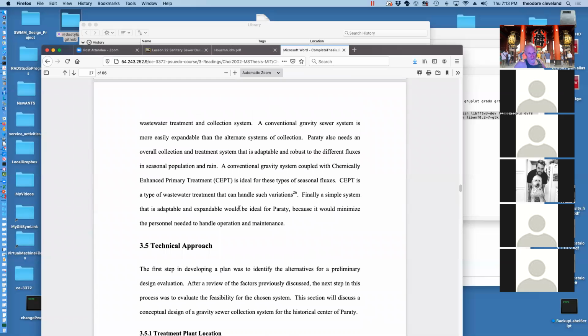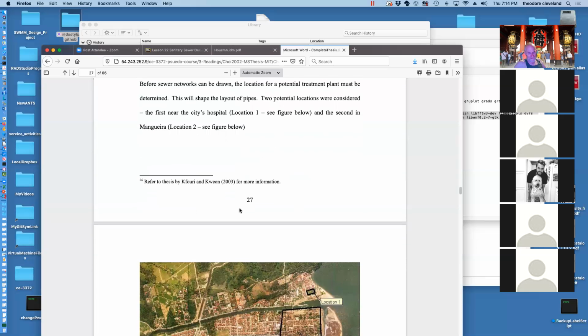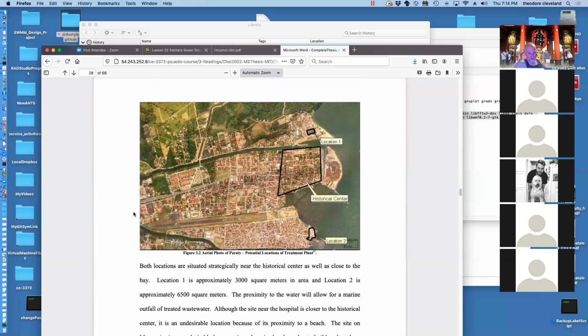So once we've decided what system, the next step is to start to design it. So here is an aerial view. There's the airport I was pointing out earlier. And here are the two potential terminal locations. One of them would go from the historical center, and you would convey sewage probably across the airport right away. It looks like there's an inlet right here. So you would probably want to go along that street and get over to this location.